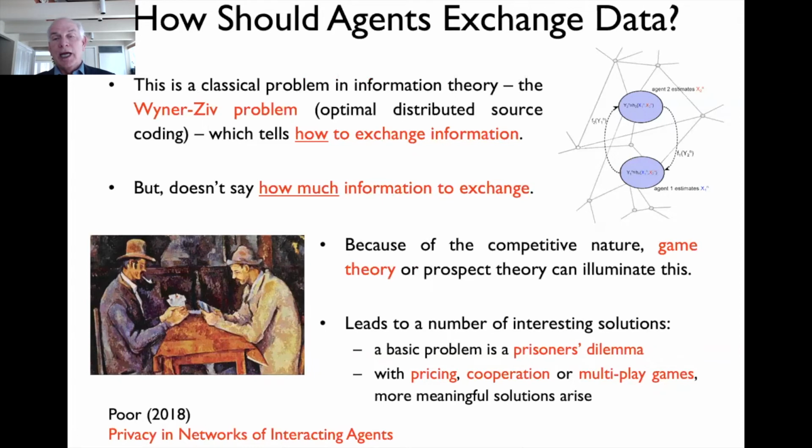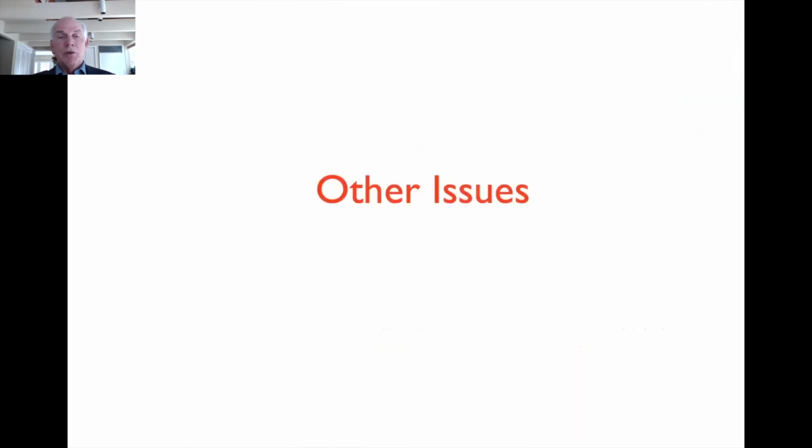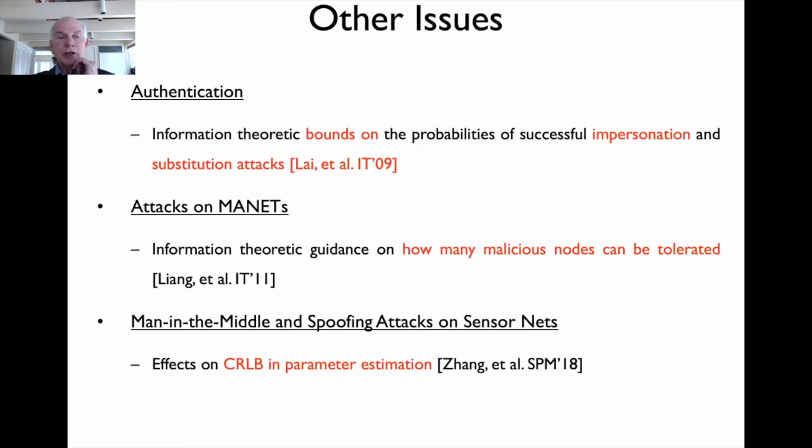There are a lot of game theoretic aspects here, where you can look at the effects of pricing, cooperation, multiplayer games, and so forth, which I won't go into. I'll just point to this book chapter here, and I'm going to share these slides later so you can go back and look at these. But this is just to point out that there's also this issue of competitiveness that can come into these privacy utility trade-off problems.